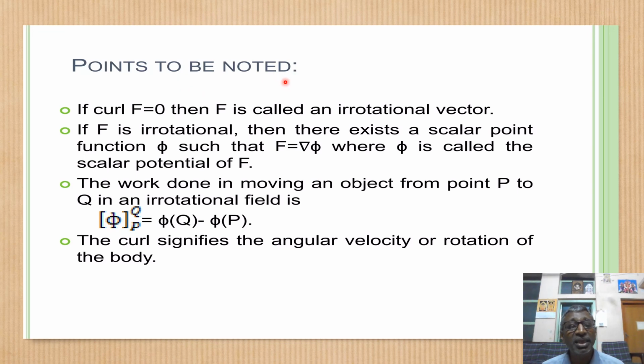Next, points to be noted regarding the curl. If curl F is equal to 0, then F is called an irrotational vector. So if you want to show a given vector is irrotational, you simply find the curl F and show that the value is 0. If F is irrotational, then there always exists a scalar point function phi such that F bar is equal to del phi, where phi is called the scalar potential of F. The work done in moving an object from point P to Q in an irrotational field is given by phi of Q minus phi of P. The curl signifies the angular velocity or rotation of the body.